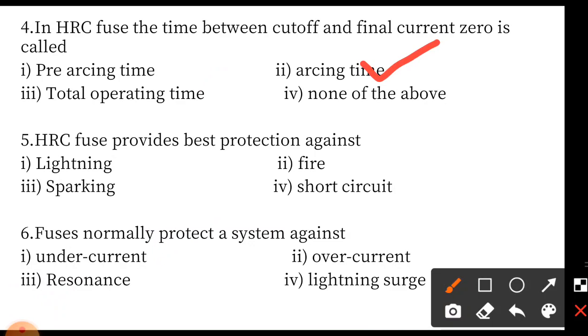Then fifth question, HRC fuse provides best protection against lightning, fire, sparking, short circuit. We know short circuit is the answer. Then fuses normally protect a system against undercurrent, overcurrent, resonance, lightning surges. Answer is overcurrent.